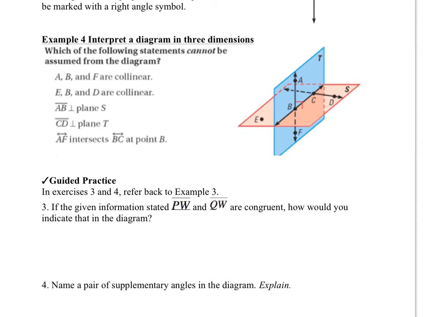So let's interpret some three-dimensional drawings. We have, which of the following statements cannot be assumed from the diagram? So you just go through each one. A, B, and F are collinear. Do we agree with that? Well, I can see A, B, F. They're on the same line, so that is actually true.